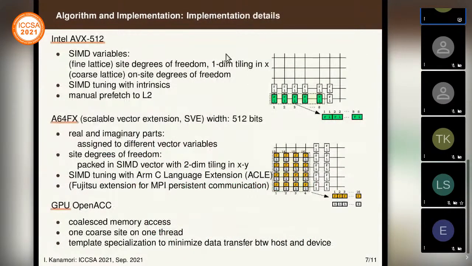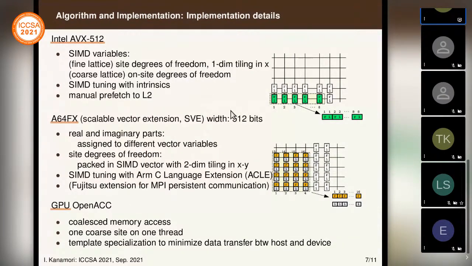This is a sketch of the detailed implementation. We have two different SIMD architectures. One is by Intel, the other is A64FX. Both have a target of 512 bits length, but the way of usage is different in our implementation.